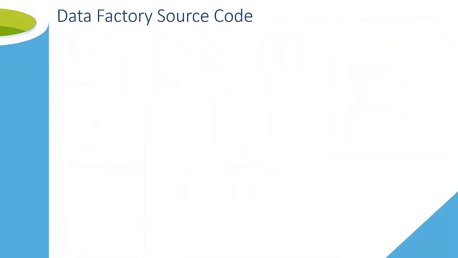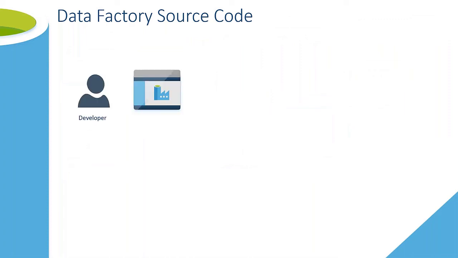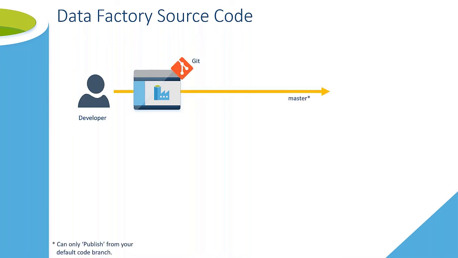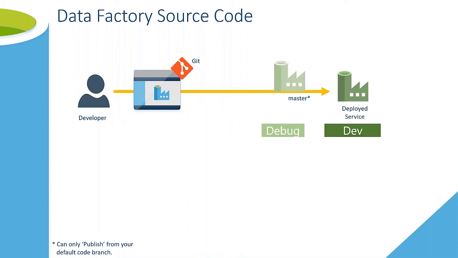Next thing I want to tell you about is source control and the actual JSON behind our Data Factory. So we're good developers, we're working in the portal UI, and we've connected our Data Factory to Git or GitHub, whichever you prefer. And as I've said, we get a debug environment where we can run that pipeline that we've created, like you saw in my demo. And we do have this idea of a published Data Factory service, which we get from the publish button. And that publish can actually only happen from our master branch or our default branch in our code repo.